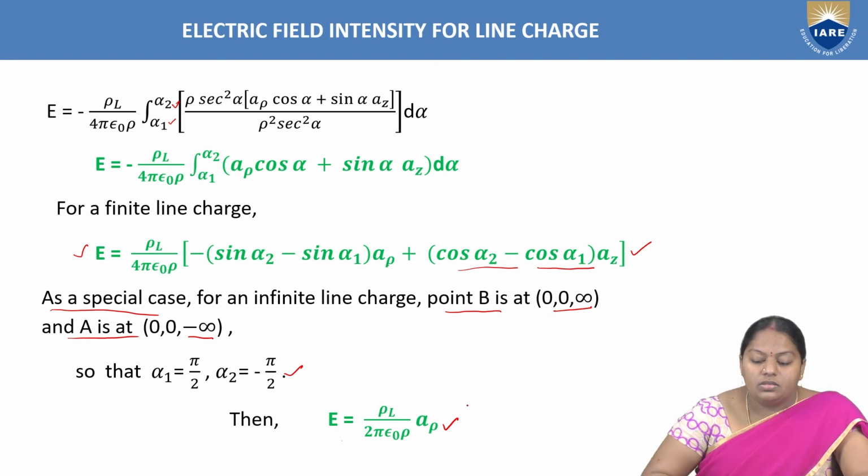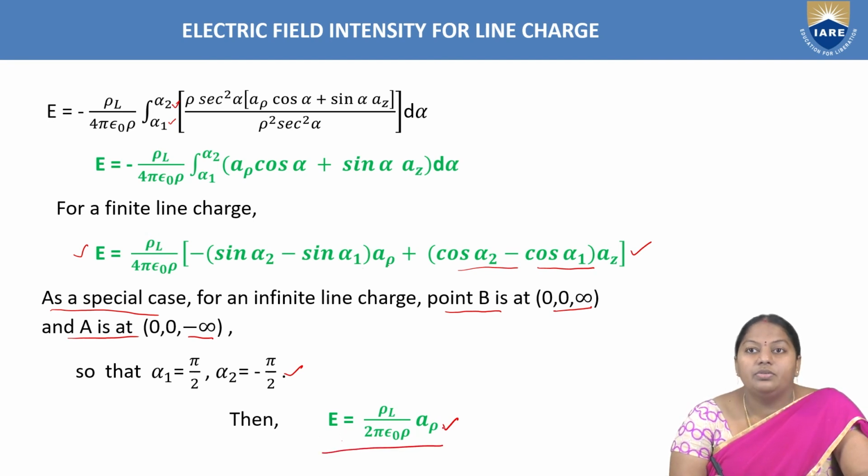Okay, so E equal to rho L by 2 pi epsilon naught rho into a rho. E is measured in volts per meter, and rho L is the line charge density and it is measured in Coulomb per meter, and 2 pi epsilon naught, where epsilon naught is the permittivity of the free space medium, and rho is the radius or the distance from the length of the conductor, right?